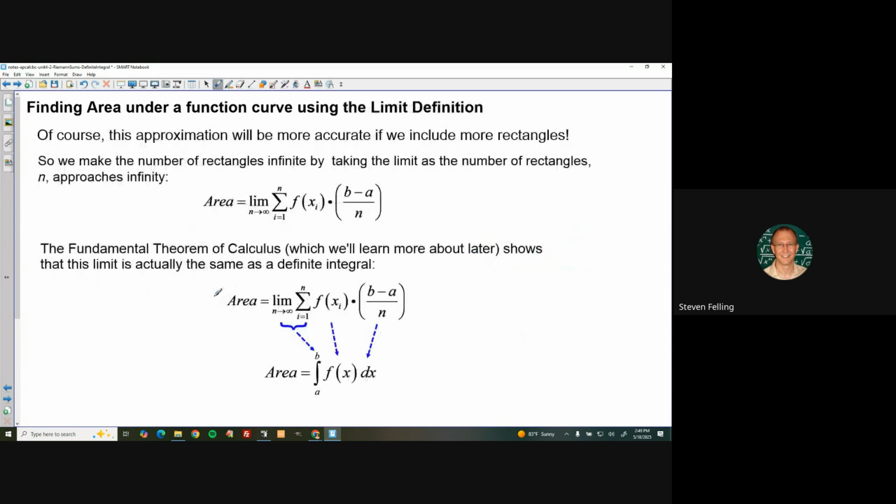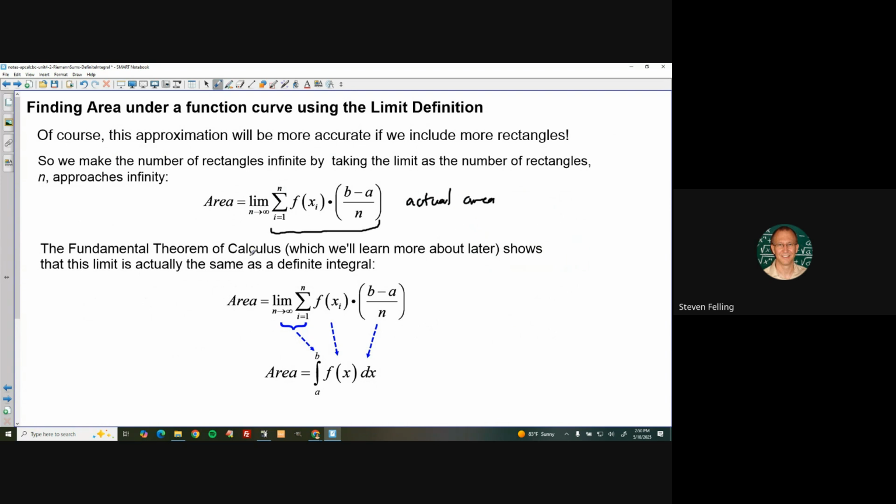Okay, now of course this approximation would be more accurate if we included more rectangles. So what we could do is say, what if we allow the number of rectangles to approach infinity? Well, then the rectangles would be super, super narrow, but they would be filling in almost the perfect shape, and you would get essentially the area itself. If I take that same structure and I just took the limit as it approaches infinity, that would give me the actual area. That is defined as the actual area because it's perfectly fitting the curve shape.